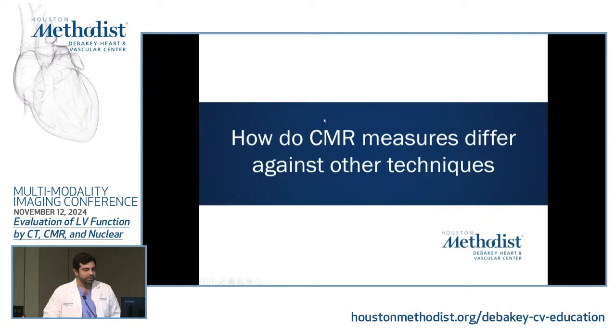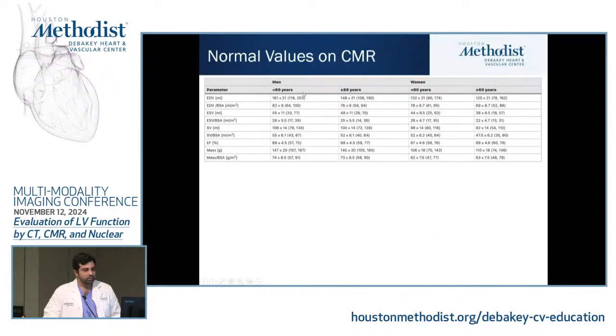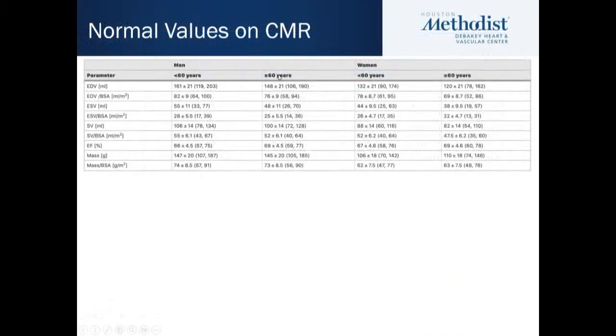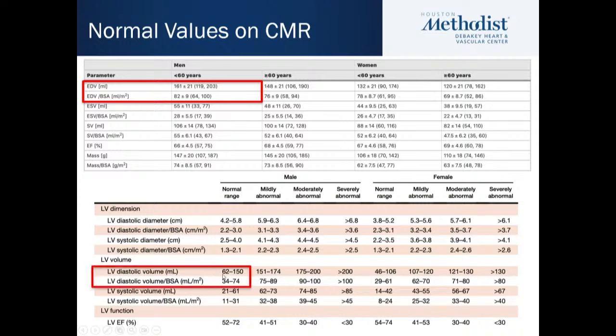So how do we compare relative to echo measures? We have standardized normal values for men and women, and then by age groups. Generally, there is kind of a separation between older versus younger individuals, but really we have normal data for the spectrum of teenage individuals all the way up to the 70, 80 plus year old individuals. The end diastolic volume, for example, for men, notice the range here is 161, but that is dramatically different than what you have on echo for normal data, which is 62 to 150. So the upper limit is 203 here versus 150 for echo.